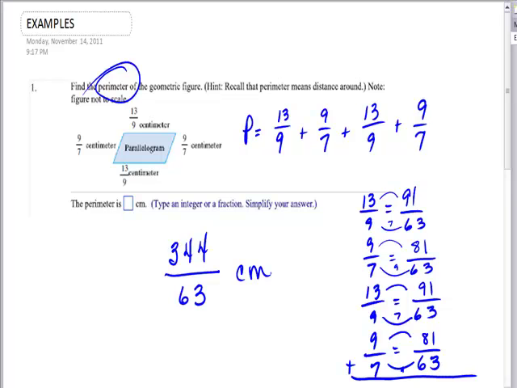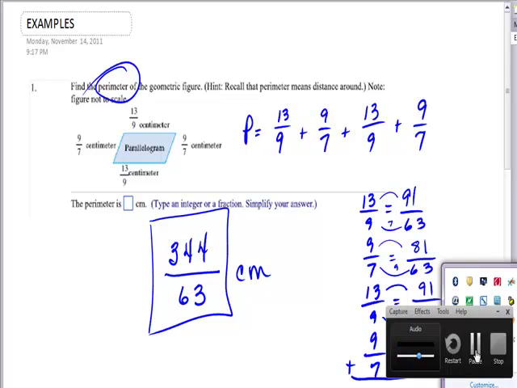It's okay to leave that as an improper fraction. It does not say anything about mixed numbers, and I don't believe 63 is going to go in there evenly, so I am good. There's no common factor. There's no reducing. I'm pretty sure there's no reducing. I guess I should check it just a little bit. No. And I know that 9 and 7 will both go into 63, and they will not go into 344.